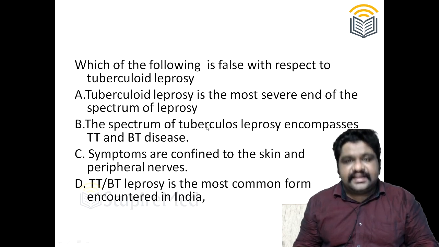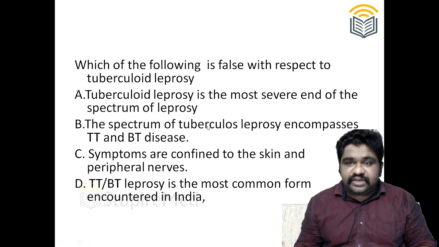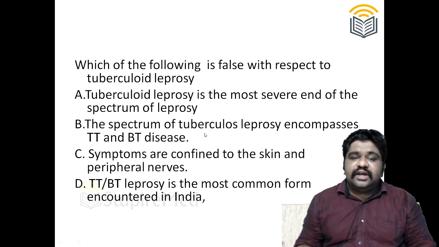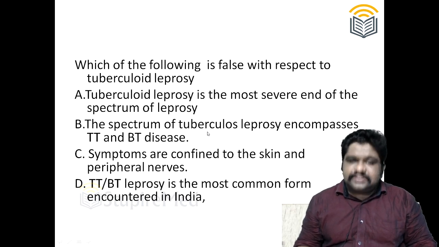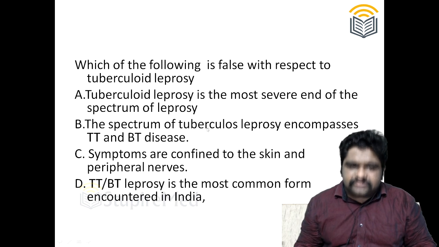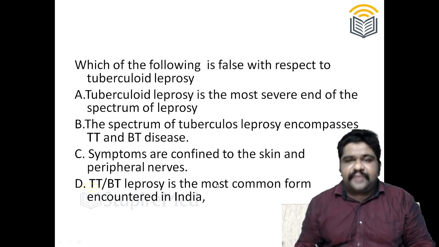Which of the following is false with respect to tuberculoid leprosy? A. Tuberculoid leprosy is the most severe end of the spectrum of leprosy. B. The spectrum of tuberculoid leprosy encompasses TT and BT disease. C. Symptoms are confined to the skin and peripheral nerves. D. TT or BT leprosy is the most common form encountered in India.